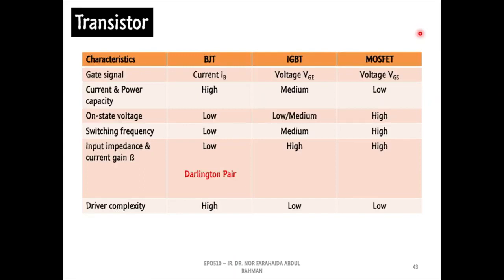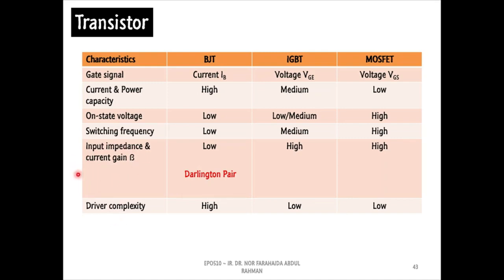This table shows several characteristics of BJTs, IGBTs, and MOSFETs. You can use this table to compare these transistors in terms of gate signal, current and power capacity, on-state voltage or voltage drop, switching frequency, input impedance and current gain, and also driver complexity.